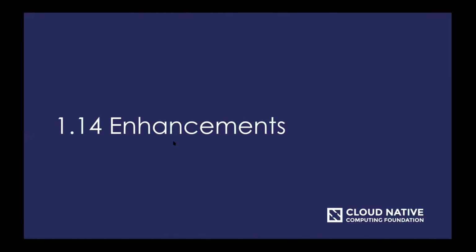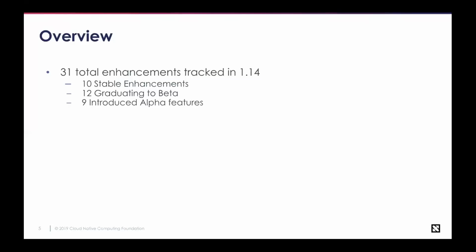So to give an overview of some of the enhancements that came in 1.14, we saw 31 total enhancements that were tracked during the 1.14 cycle. 10 of those enhancements were stable, and it's worth noting that 1.14 saw the most number of stable enhancements in a Kubernetes release to date. We also had 12 that were graduating to beta, and then we had 9 introduced as alpha features.